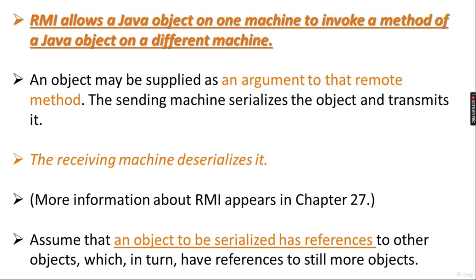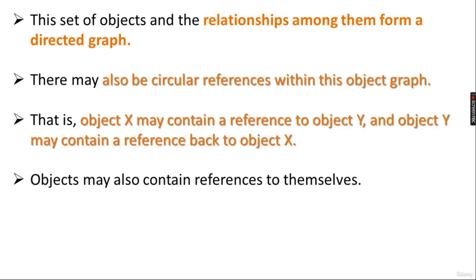We are assuming that the object to be serialized has references to other objects, which have references to still more objects, and so on. This set of objects and the relationships among them form a directed graph. So one object is referring to another object, another object is referring to another object, and so on.